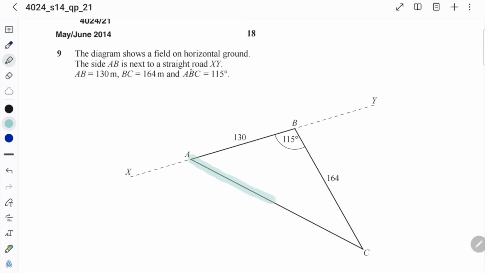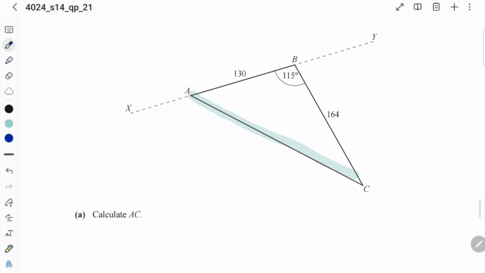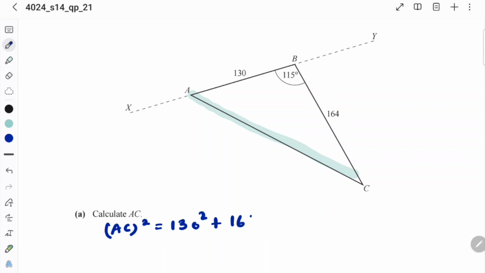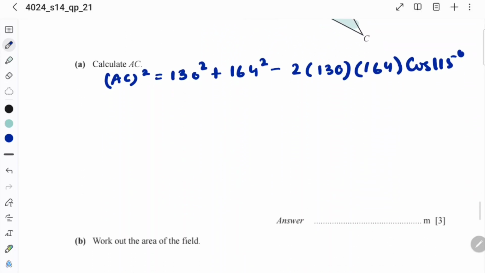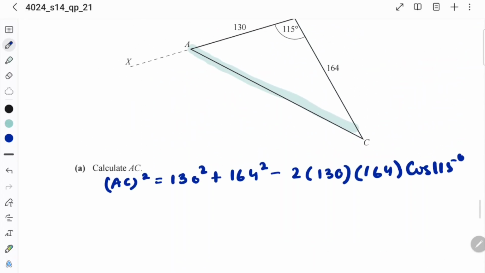Whenever two sides and the included angle are given, use the cosine rule. So in the cosine rule, AC square is equal to 130 square plus 164 square minus 2 times 130 times 164 cos of 115 degrees. This question is of 3 marks. So let's calculate the value and then take the square root of it.